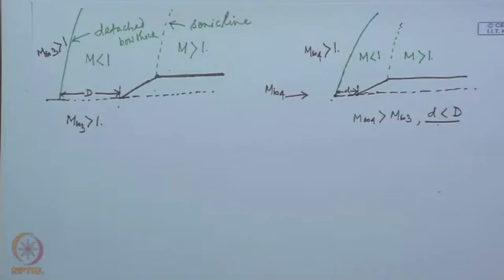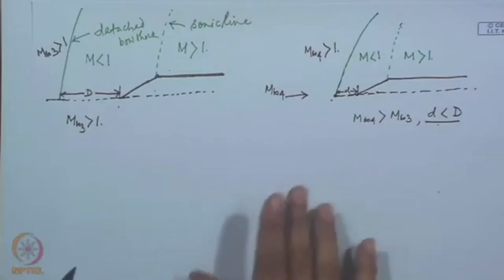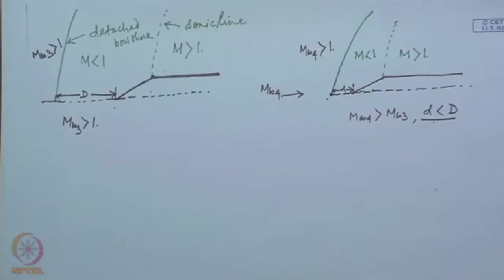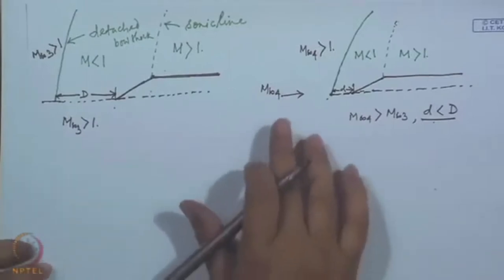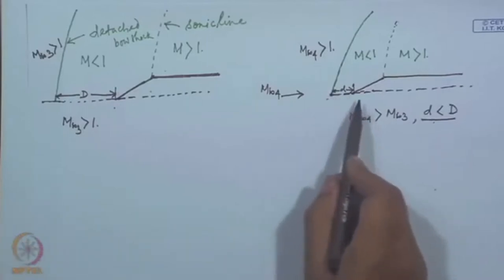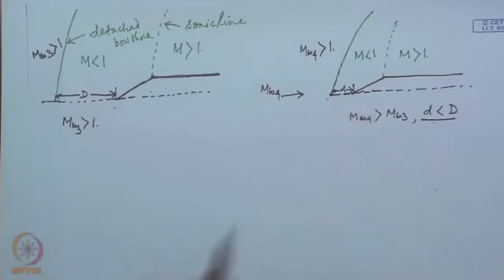If the free stream Mach number is further increased, at one stage it will come where the shock will attach to the nose of the wedge, however will still remain curved. Let us call that M infinity 5.